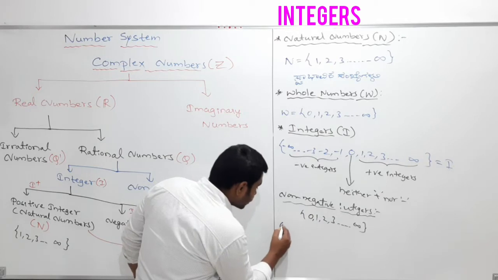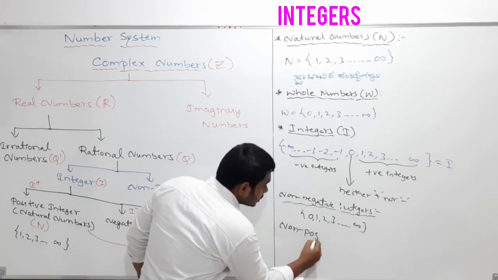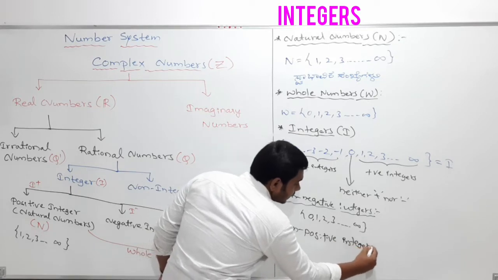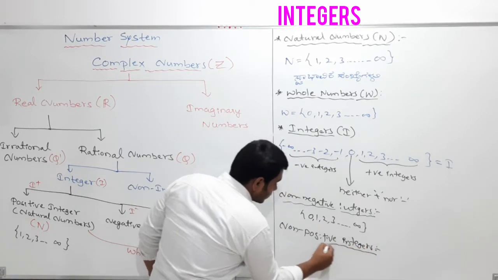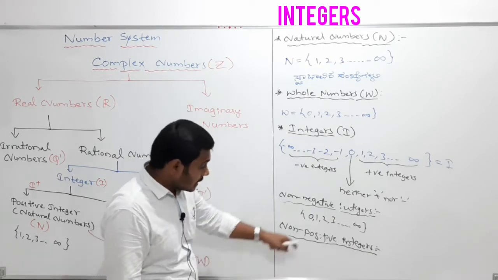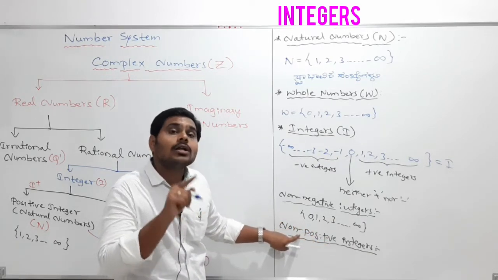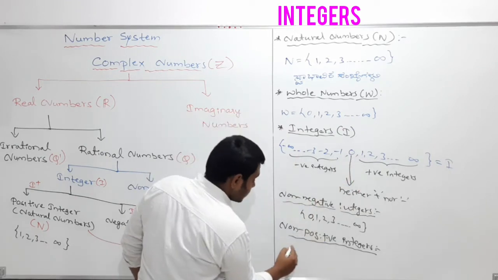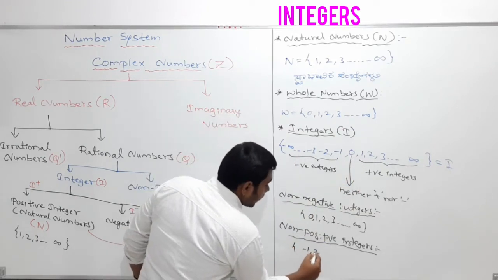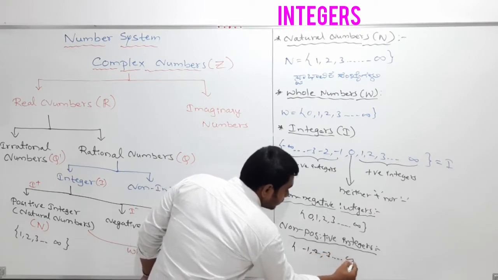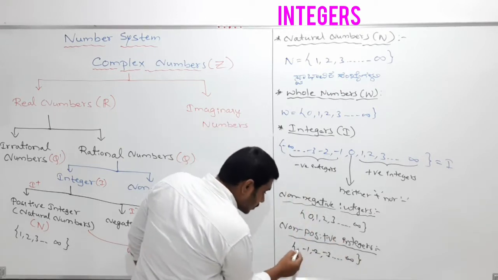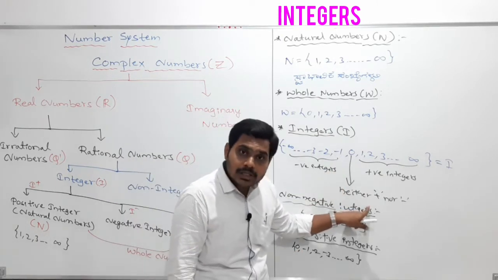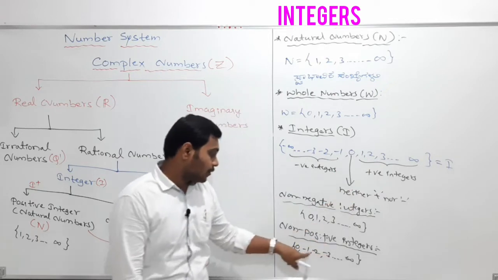And similarly, my dear students, non-positive integers. Non-positive integers means the integers which are not positive. So not positive means what are those? Not positive means these numbers: minus 1, minus 2, minus 3, up to infinity. Here also you can include 0 because 0 is neither positive nor negative. So therefore you can include it.